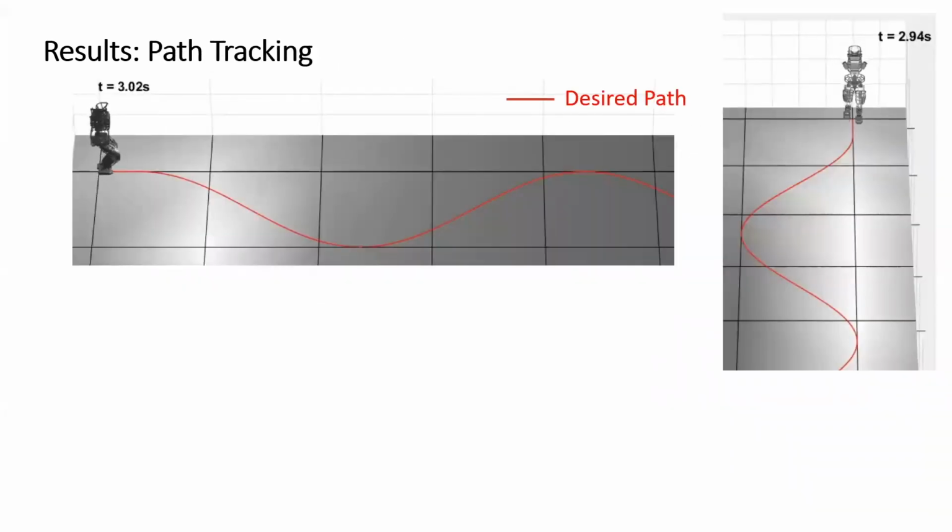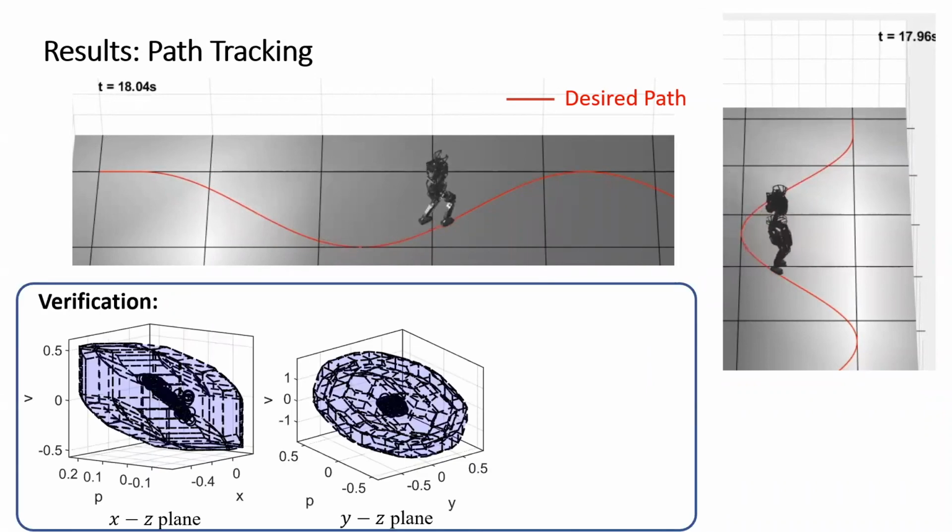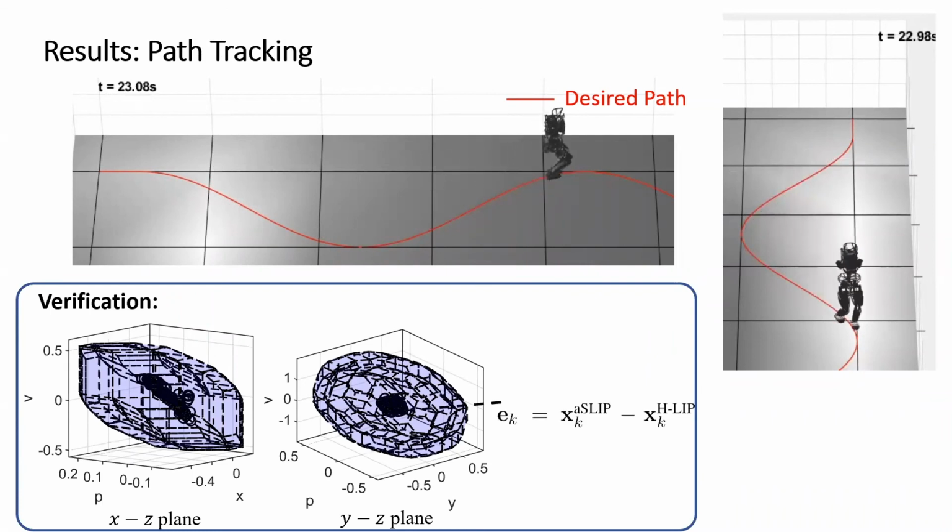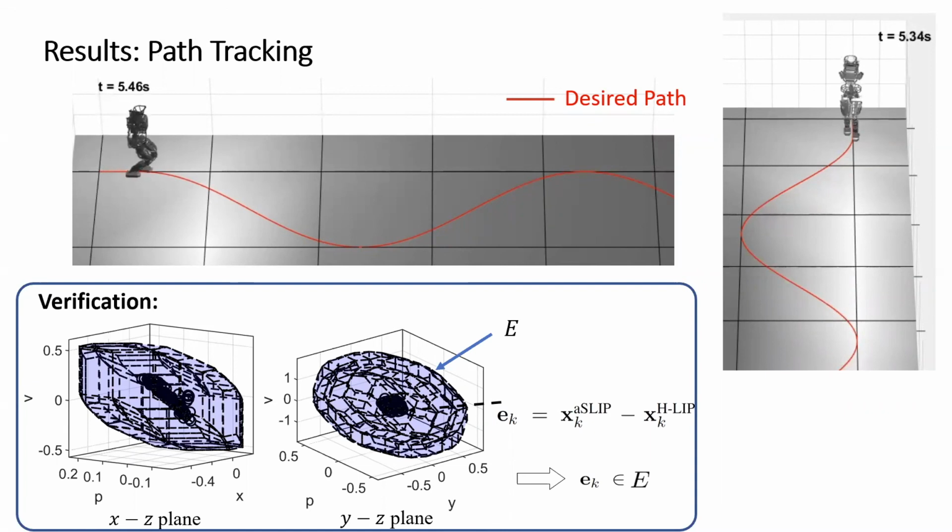Finally, we show another example of path tracking. The planning on the H-LIP is the same as the previous example, using quadratic programs. The difference here is we enable turning on the robot. We also did a verification here. The evolution of the error state is indicated by the black dots. The error set E is also numerically approximated by the blue transparent polytopes. You can see that the errors are inside the error set, which validates our method.